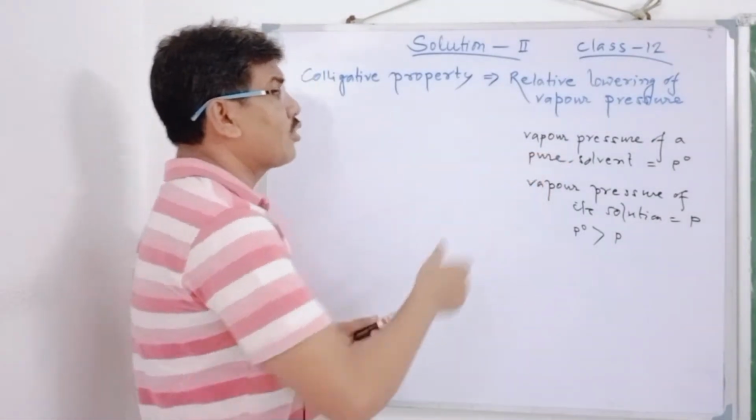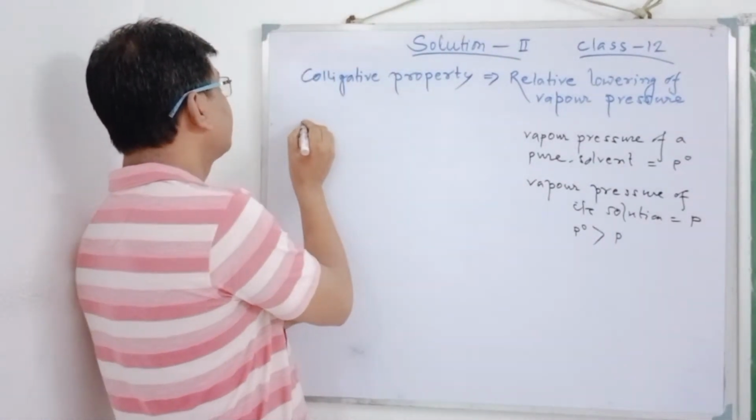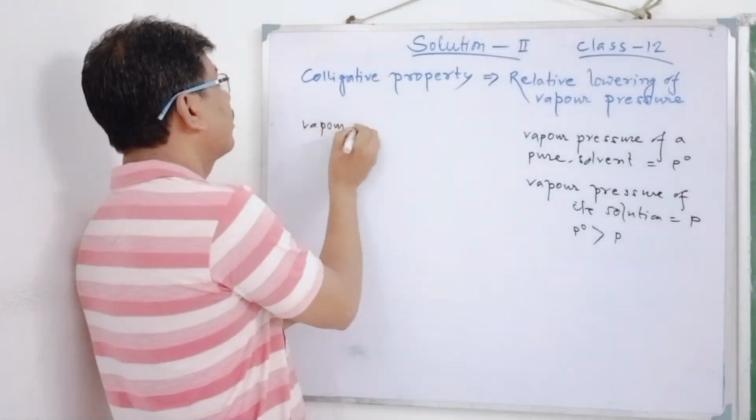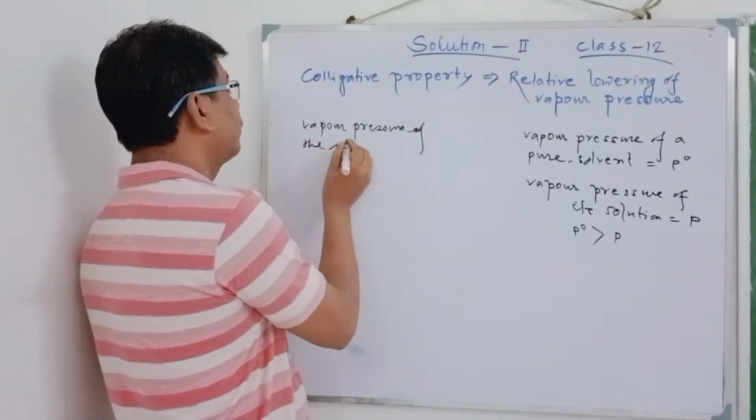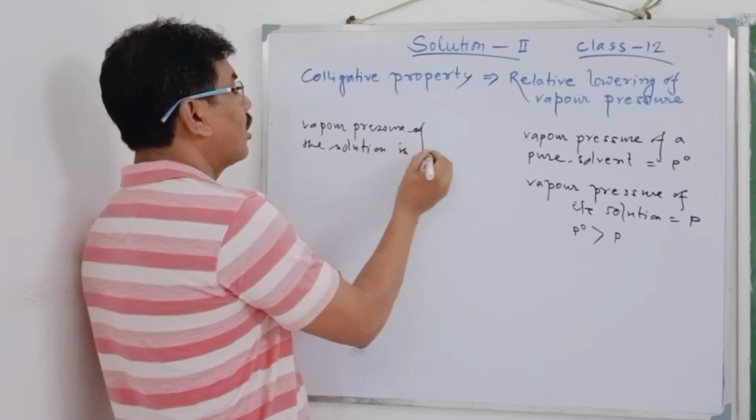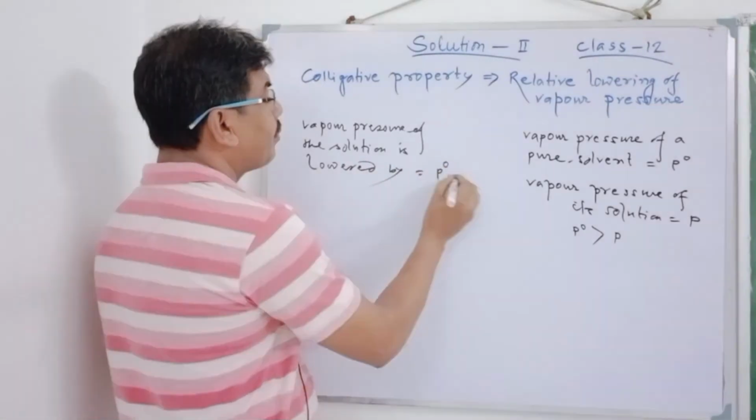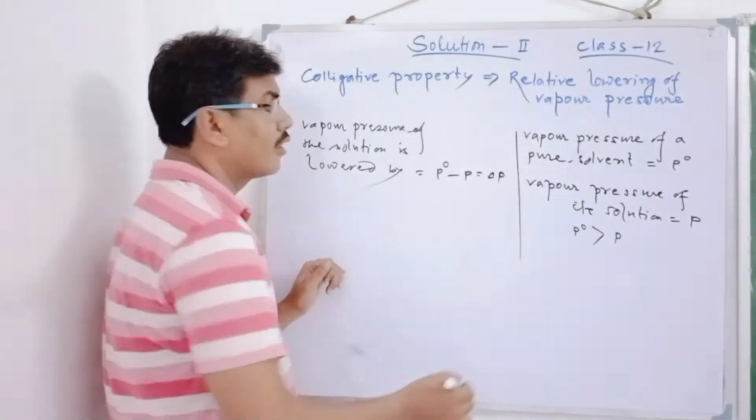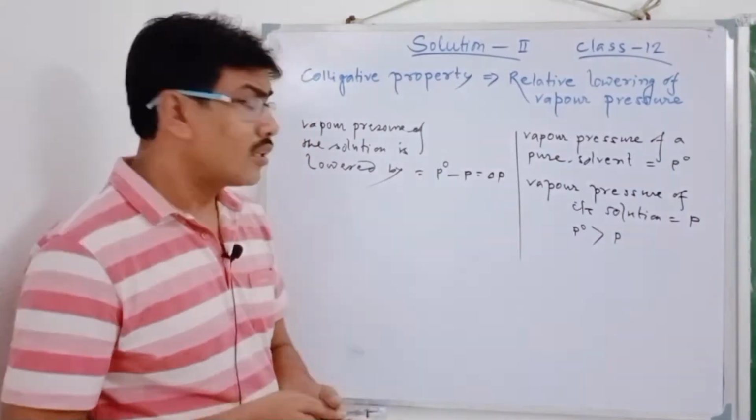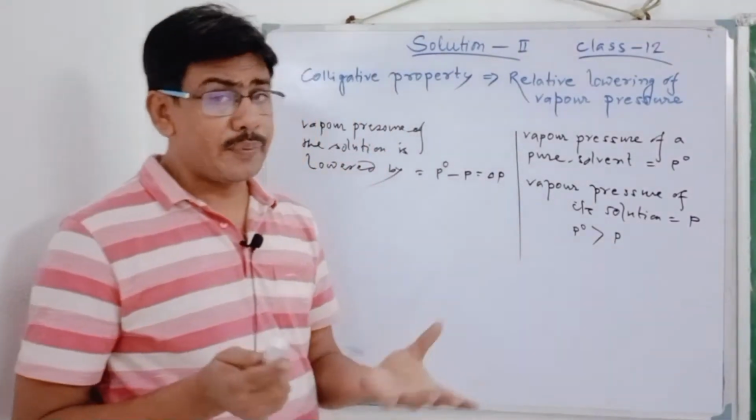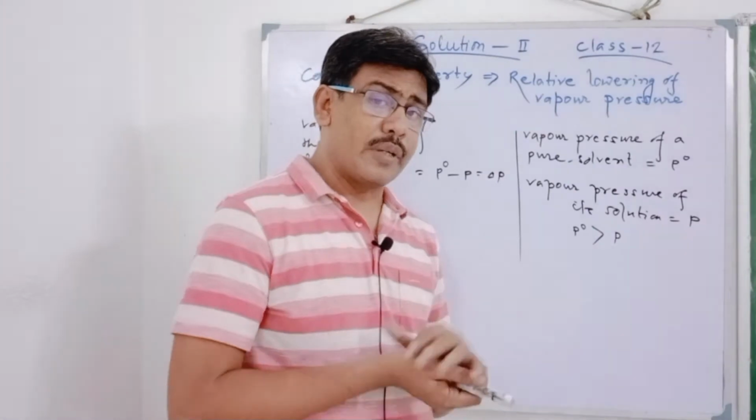Now if the vapor pressure of a pure solvent is P0 and the vapor pressure of a solution is P, then the vapor pressure of the solution is lowered by P0 minus P, that is delta P. This is the difference of vapor pressure. P0 is greater than P. Now the difference is P0 minus P equal to delta P. This is the lowered vapor pressure.